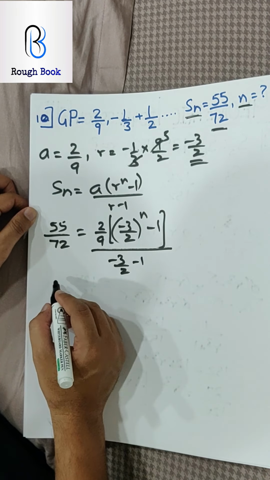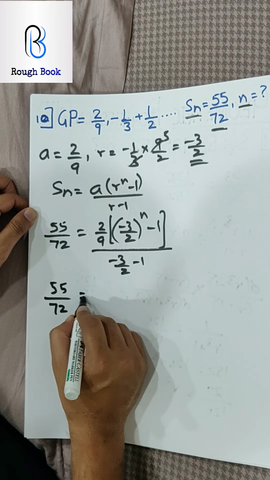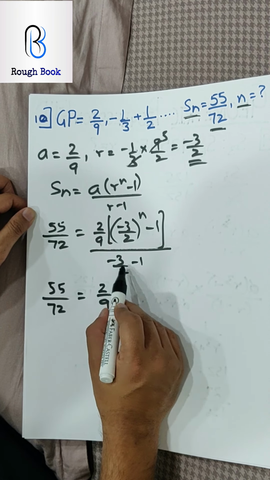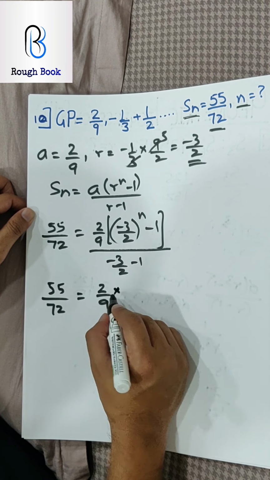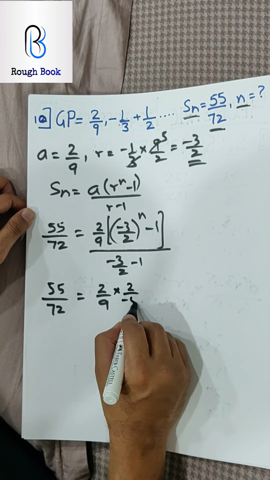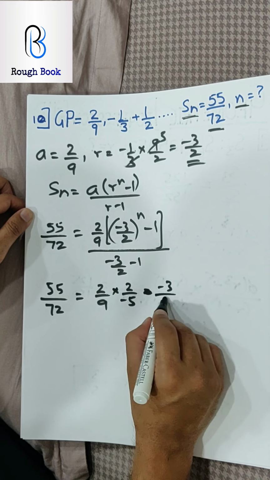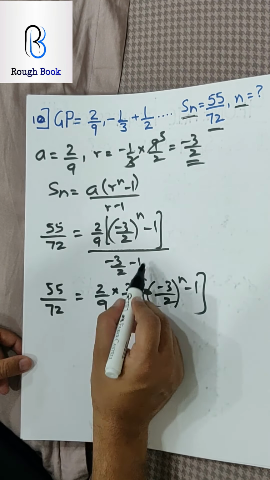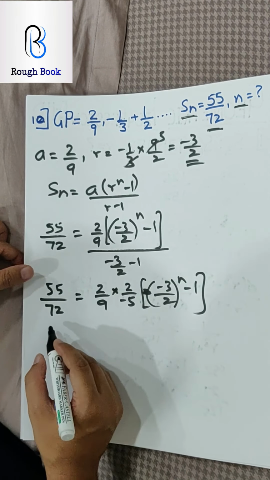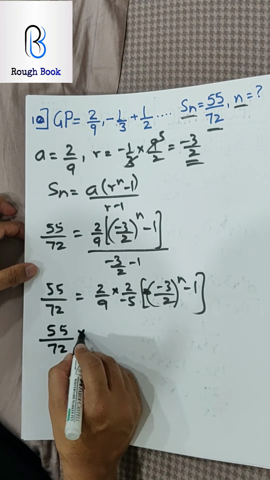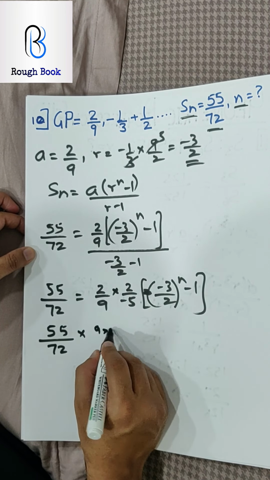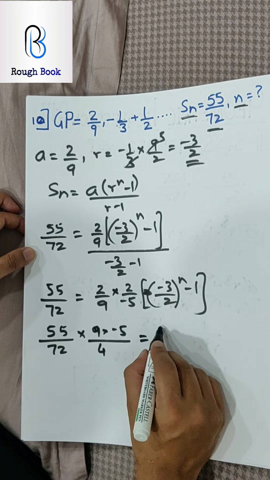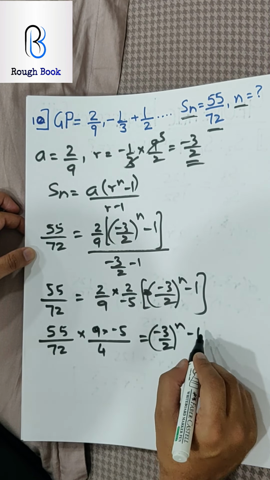Are you with me till here? So 55 by 72, 2 by 9. I am solving this mentally. Minus 3 minus 2, so minus 5 by 2. When it goes up, the reciprocal of minus 5 by 2 is 2 by minus 5, times (minus 3 by 2 raised to n, minus 1) in brackets. Are you with me till here? So we got rid of this. Now we will push this entire thing to the other side. So 55 by 72 into 9, and 5 will go up with the minus sign. 2 and 2 will come down, so into 4, is equal to (minus 3 by 2 raised to n) minus 1.